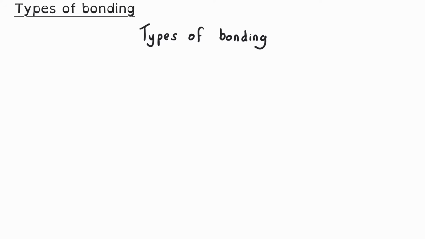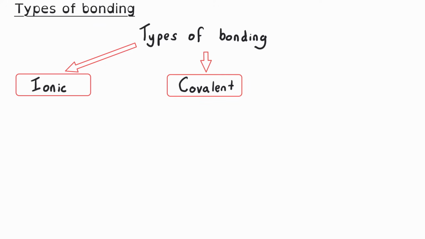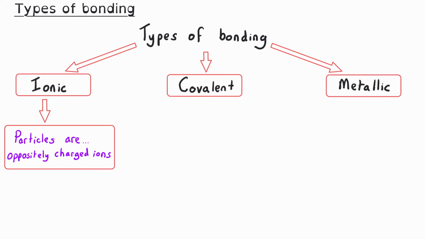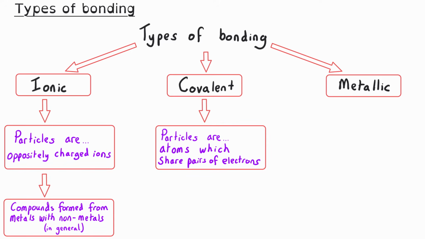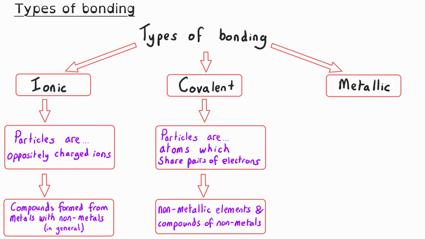There are three different types of strong chemical bonds: ionic, covalent, and metallic. For ionic bonding, the particles are oppositely charged ions, and it occurs in compounds formed when metals are combined with non-metals. For covalent bonding, the particles are atoms which are sharing pairs of electrons, and it occurs in most non-metallic elements and in compounds made of non-metals.